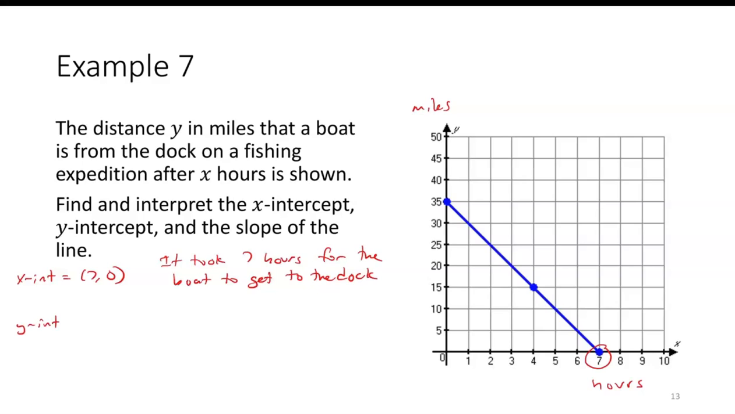The y-intercept is at (0, 35). So at 0 hours, the boat was 35 miles from the dock. So we can say that the boat started 35 miles from the dock.